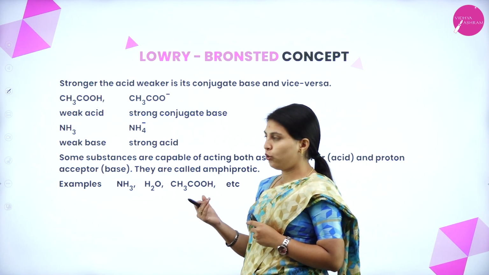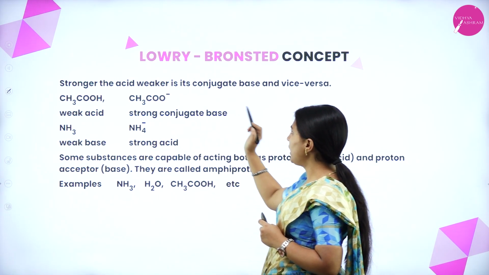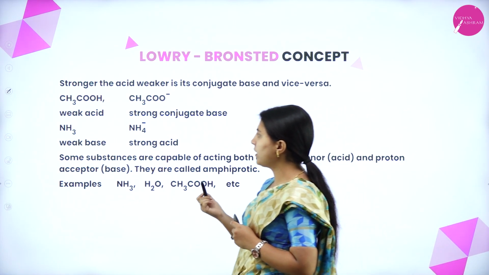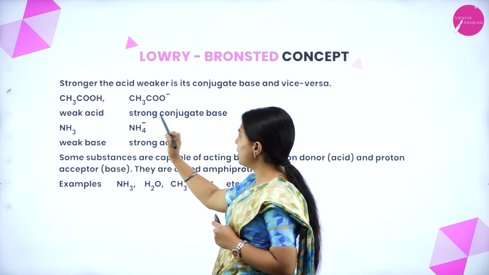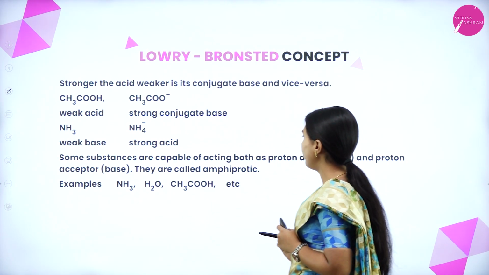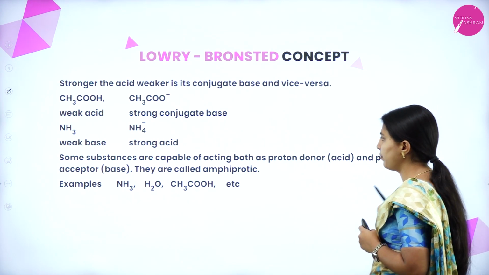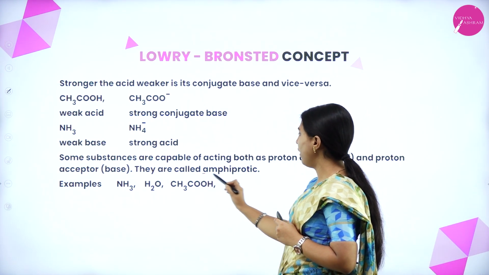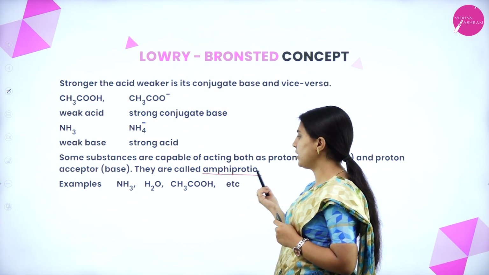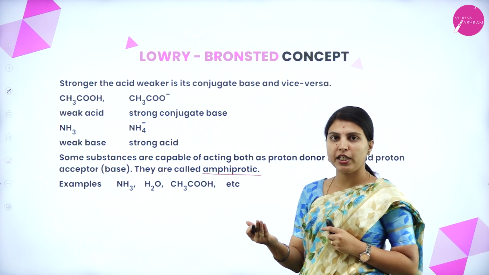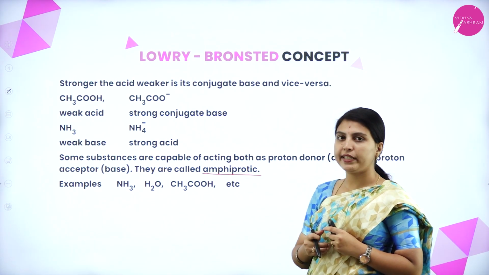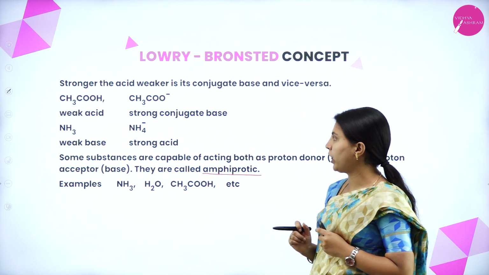What he finally concluded: the stronger the acid, the weaker its conjugate base, and vice versa. See here, the stronger the acid, the weaker the conjugate base, and a weak acid has a stronger conjugate base. Some substances are capable of acting both as proton donor and proton acceptor. They are called amphiprotic, for example ammonia, water, acetic acid, etc. It can donate H+ and it can also accept H+, so it will be acting as amphiprotic.